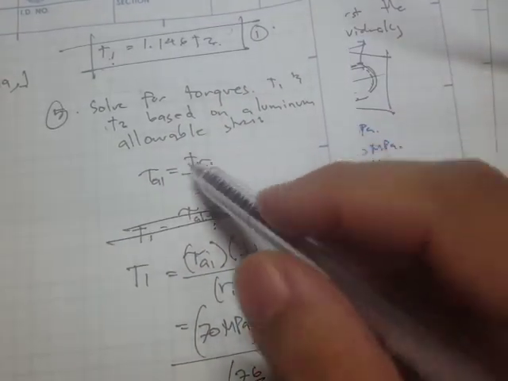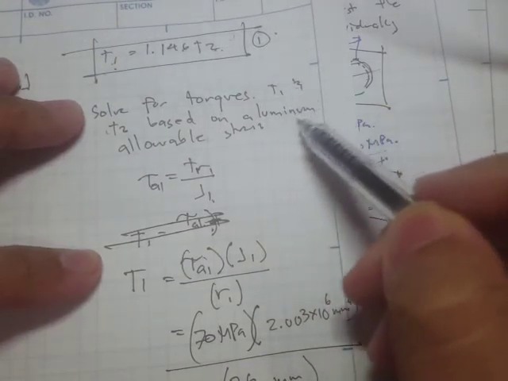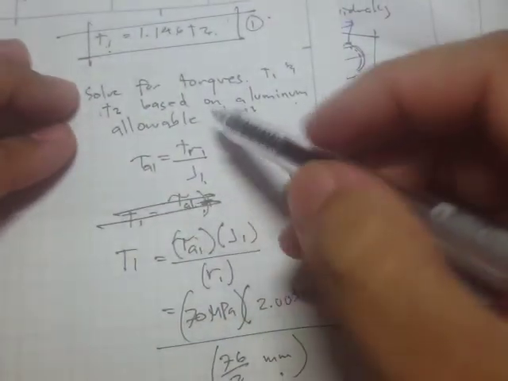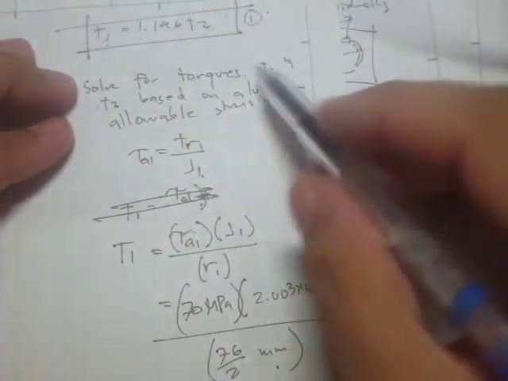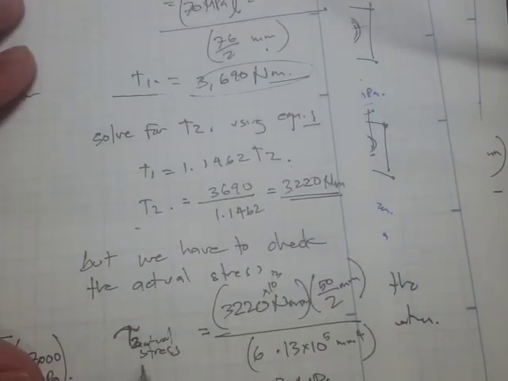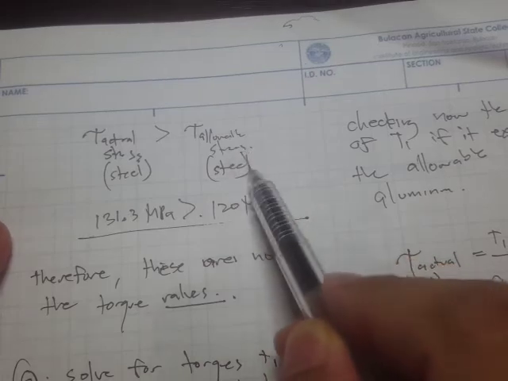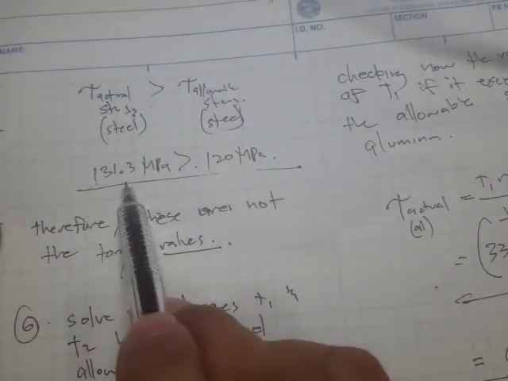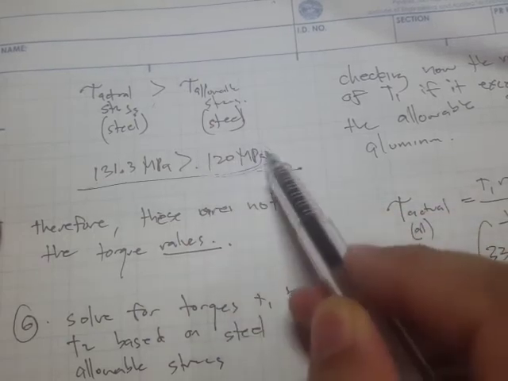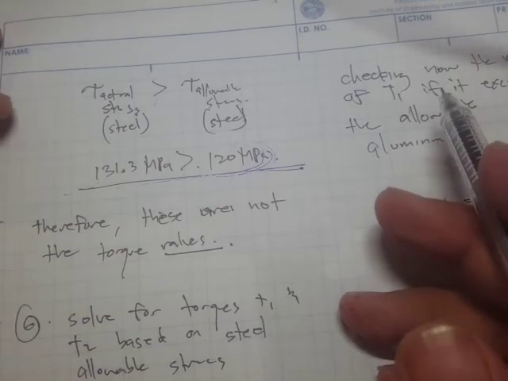Actually, we have computations for torque based on the aluminum allowable stress, and we found out that if we base the torque value on the aluminum allowable stress, we will exceed the allowable stress of the steel, because by computation we obtain 131.3 megapascals, and the allowable is just 120. So that's going to be failure. So therefore, these are not the torque values.